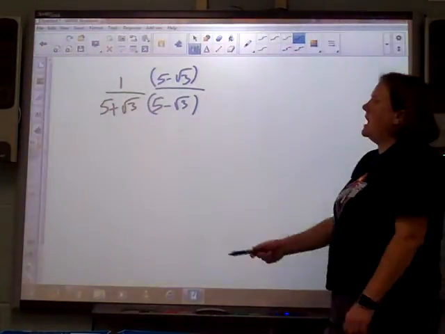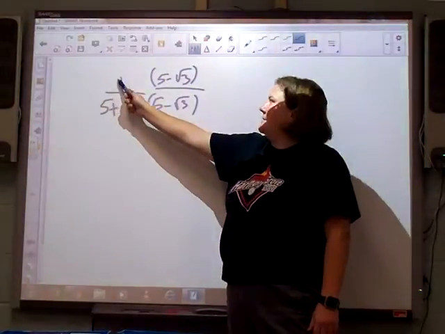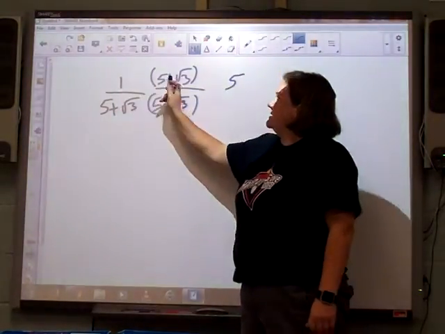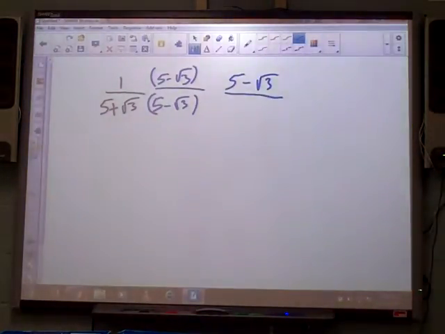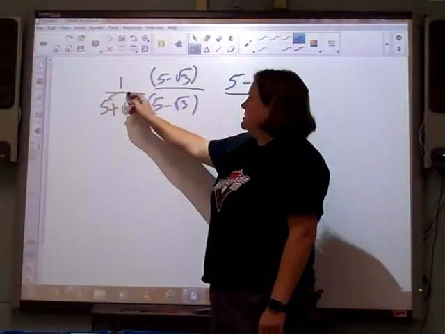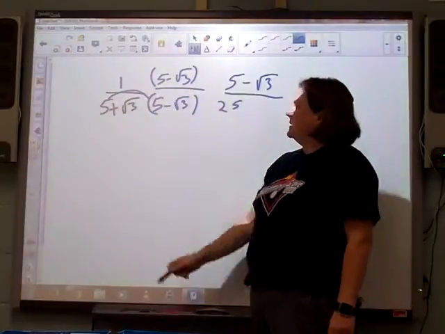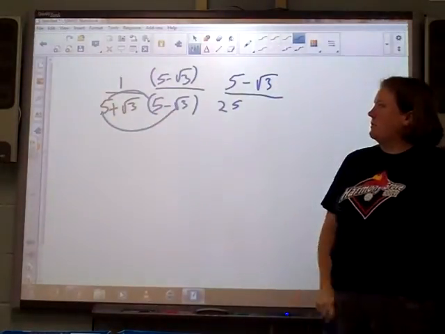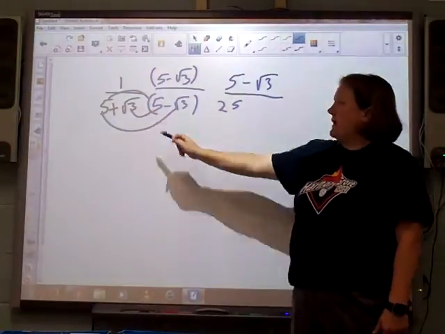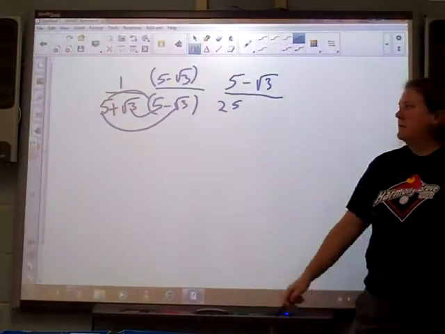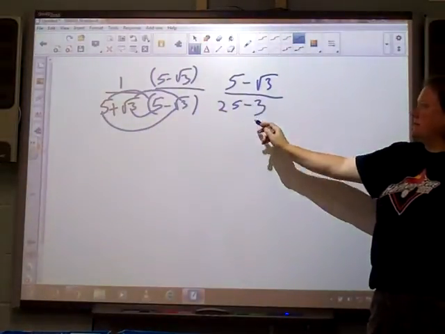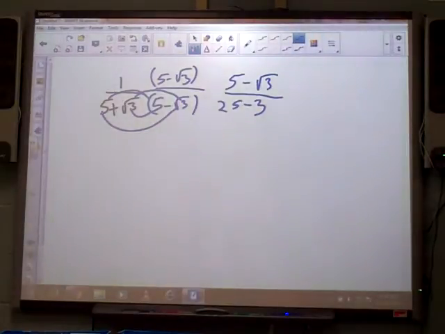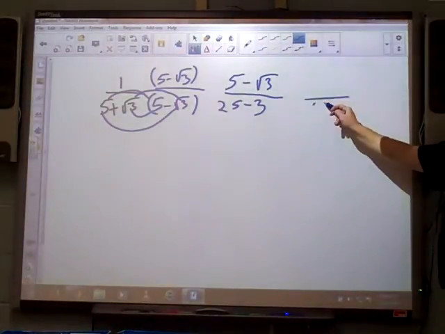So good news on the top, you're just multiplying 1 by that. So that doesn't change anything. 1 times 5 is 5. 1 times the negative square root of 3 is the negative square root of 3. Now on the bottom, remember the whole point in that is to make the radicals cancel out. So when we start foiling, it's going to get me 25. This is going to be minus 5 square roots of 3. And this is going to be plus 5 square roots of 3. That cancels. Then I've got minus the square root of 9, which is 3. Simplify that on the bottom: 25 minus 3.